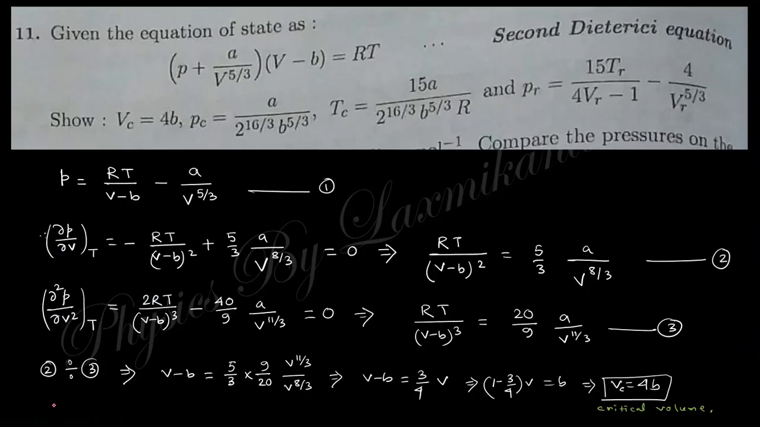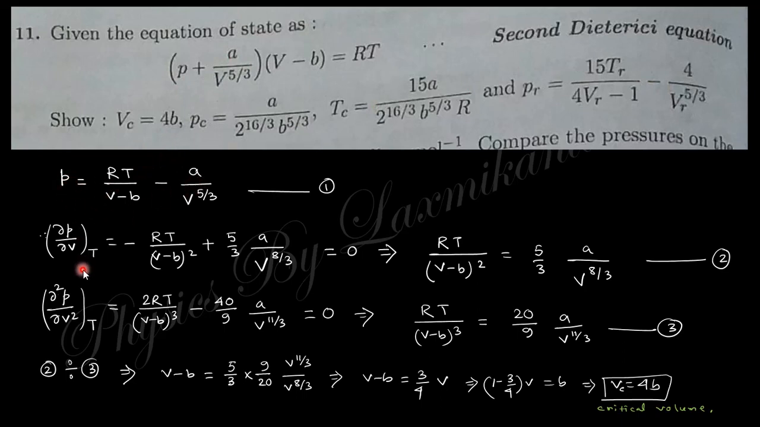So let's start with question number 11, which says, given the equation, this is the second Dieterici equation. This is another type of Dieterici equation; the first Dieterici equation we already discussed in the previous lecture. You need to show that the critical volume, critical pressure, and critical temperature, and this is the reduced form. So you just rearrange this, pressure equal to like that.